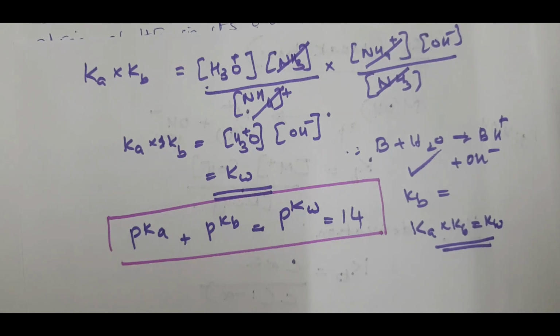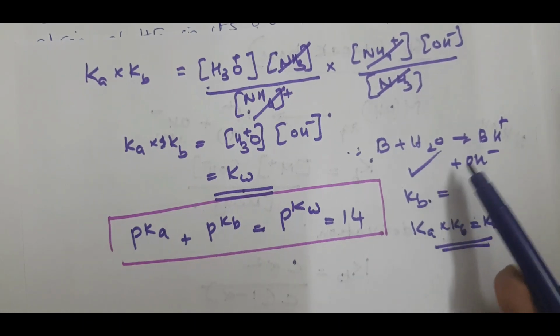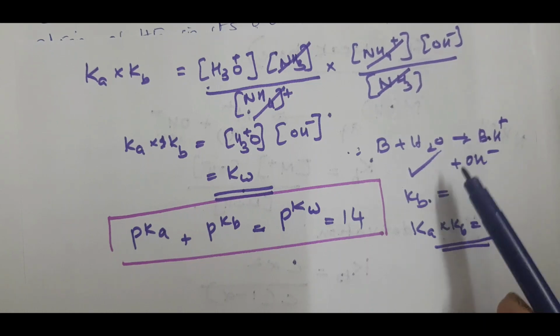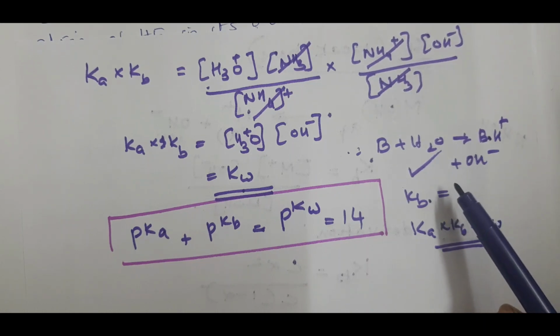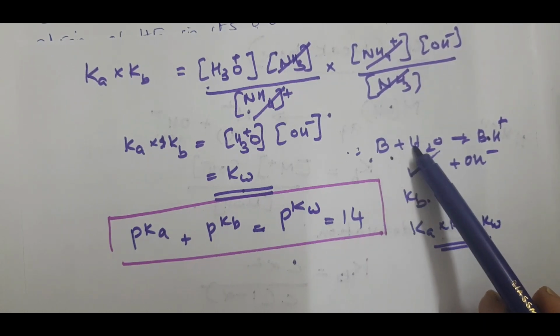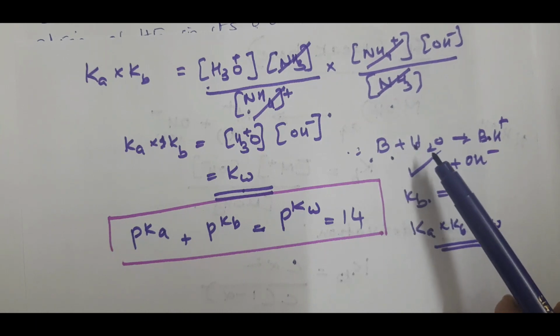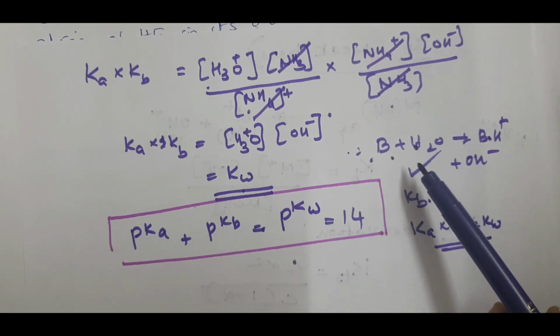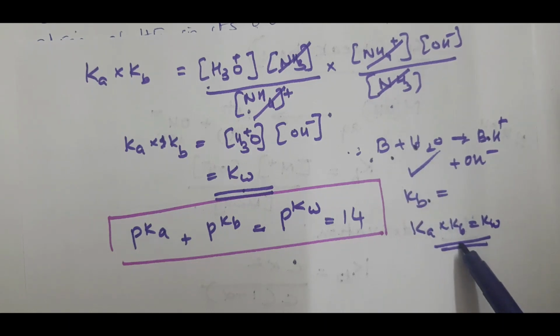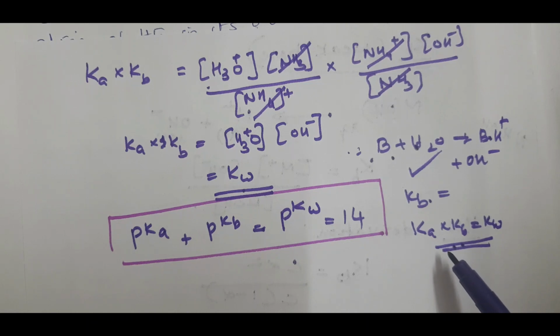Just what you have to do is, first you find Kb, right? Kb is the concentration of BH plus into the concentration of OH minus divided by the concentration of B, because water you didn't take. Now, you know the concentration of water remains constant. Okay, then what you have to do? You have to get this equation. So for getting this equation, you have to multiply and divide the above expression. See, I will tell you.